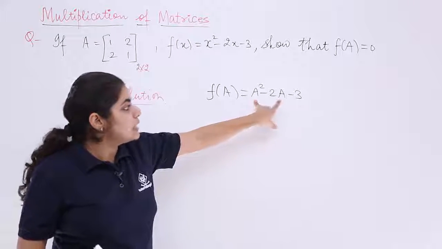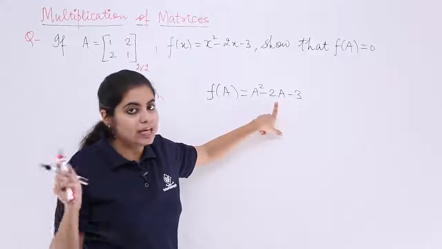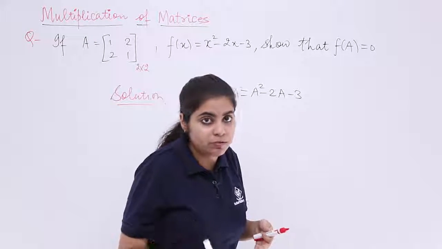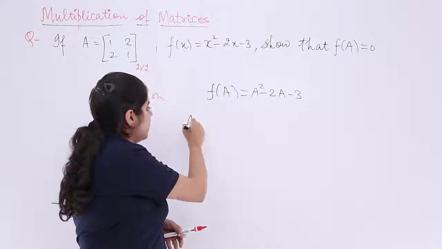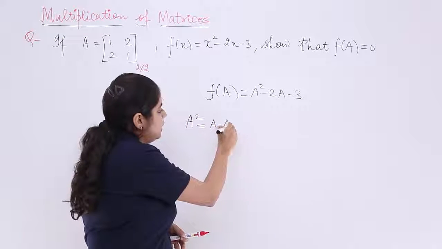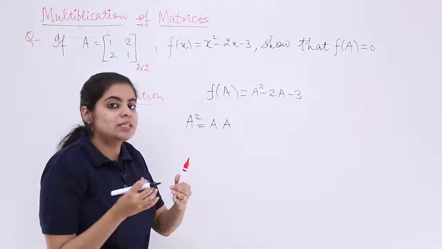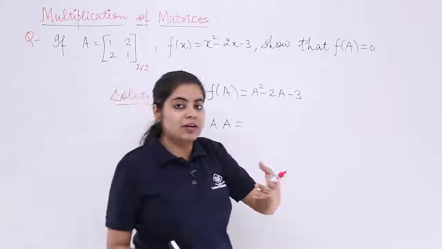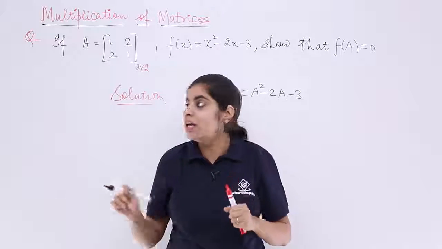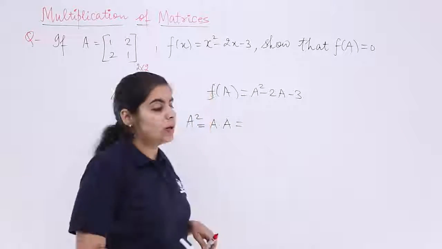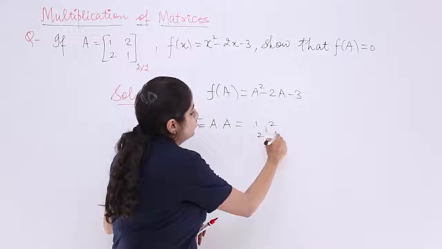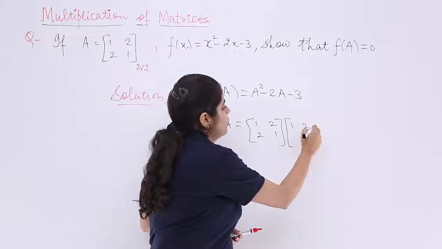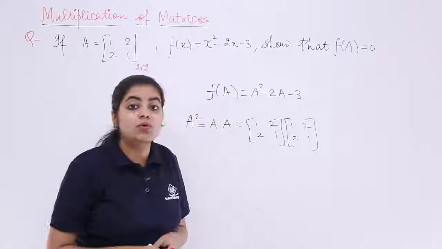Now, what is the value of A? A is given to me as the matrix, but what about A square? That means I have to find out A square first. A square is nothing but A multiplied by A. That means the two matrices should be multiplied, and it is self multiplication because the first matrix A is multiplied by A itself. Now, the matrix is 1, 2, 2, 1. I write 1, 2, 2, 1, and it has to be multiplied again with the same matrix 1, 2, 2, 1.